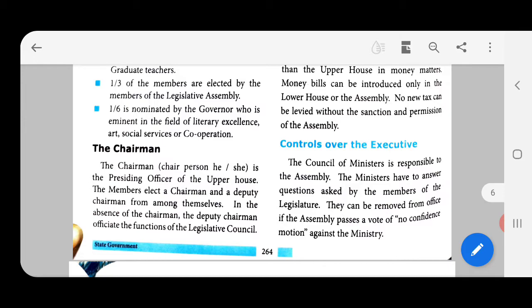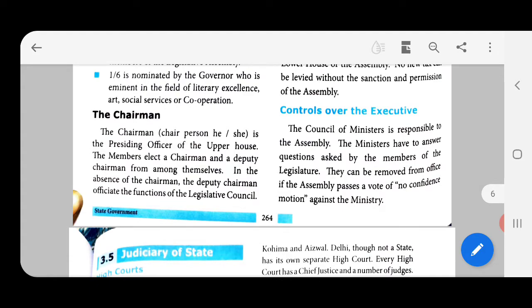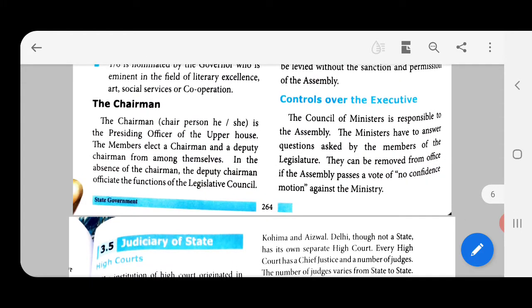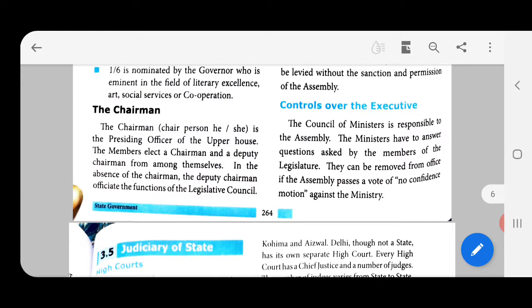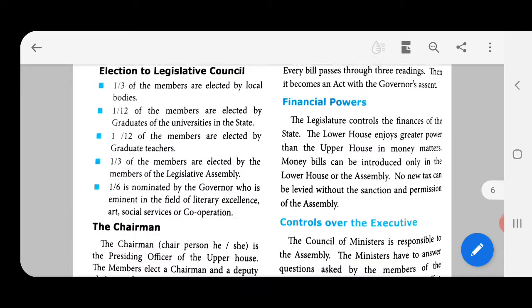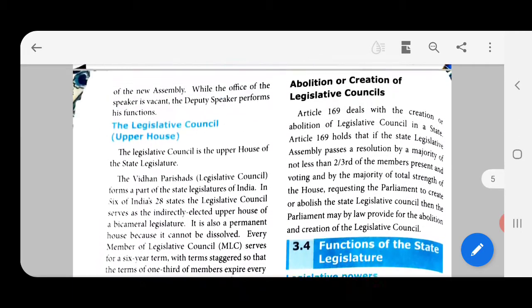The chairman, or the chairperson, it can be a man or a woman, is the presiding officer of the upper house. The members elect a chairman and a deputy chairman from among themselves. In the absence of the chairman, the deputy chairman officiates the functions of the Legislative Council. So, you have the chairman and the deputy chairman who are members, and they take care of the functions of the Legislative Council. Again, it is the upper house.